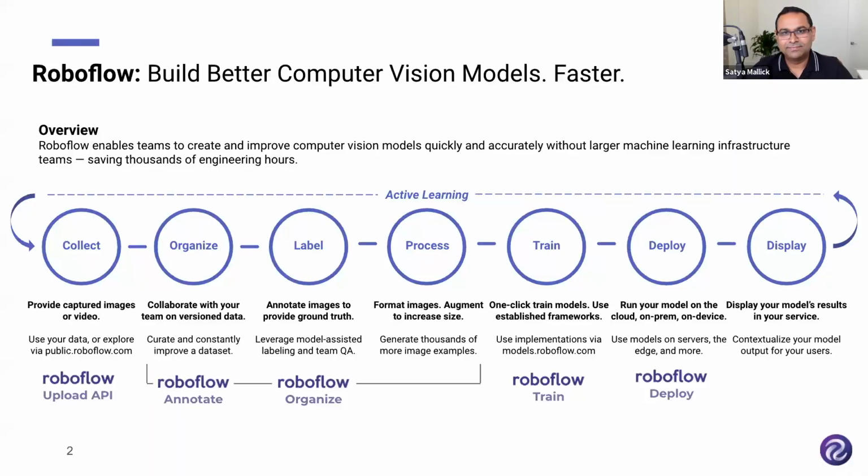Before we dive into the YOLO family of models, I want to zoom in on which part of the computer vision process we're talking about today. As you know, when you build and train a vision model, there's a lot of steps involved, everything from collecting your data, organizing your data set, annotating your images, pre-processing and preparing your data, training your model, deploying that model, and then displaying results and closing that active learning loop, so you can do that on an ongoing basis.